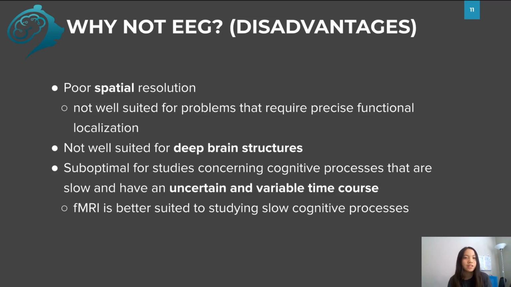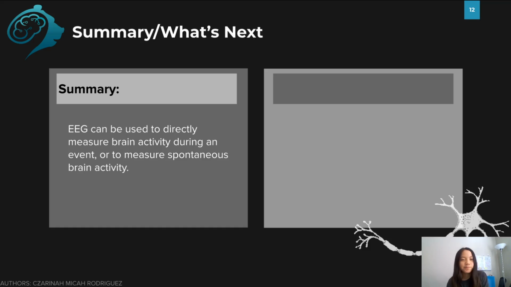So to summarize, EEG can be used to measure brain activity that occurs during an event or to measure spontaneous brain activity. In order for brain activity to be easily detected, a group of neurons must be activated altogether and they must be oriented in the same direction. The advantages of EEG are high temporal resolution, direct measurement of neural activity, and multidimensionality. The disadvantages of EEG are poor spatial resolution and inability to measure deep brain activity. And for the next video, we'll be talking about brainwaves.